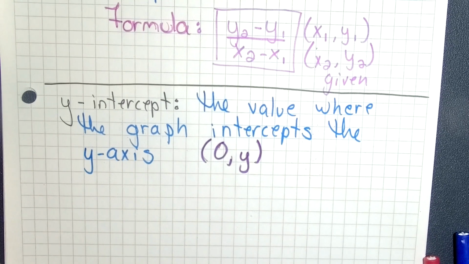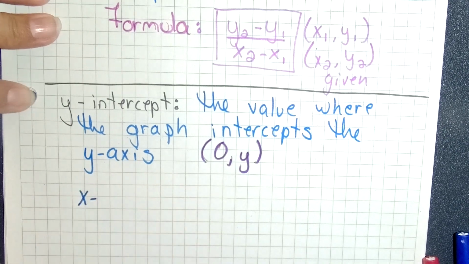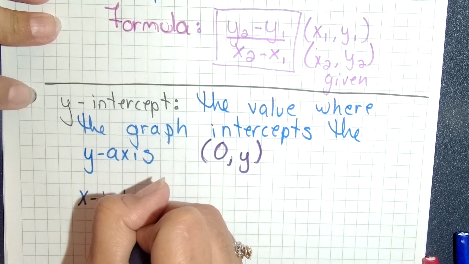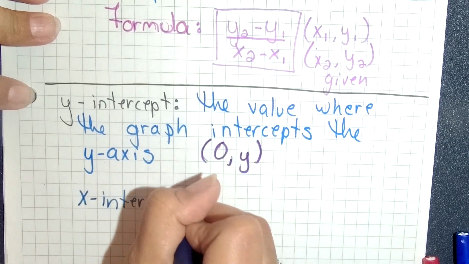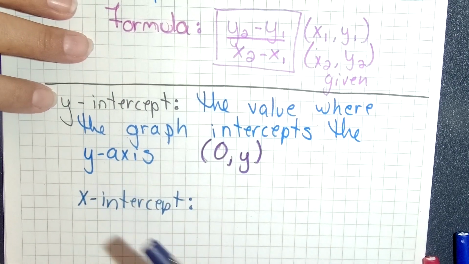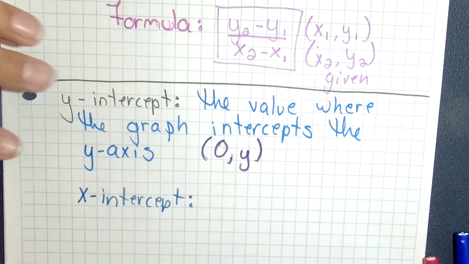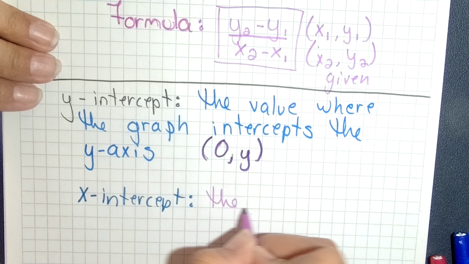Vanessa? So if the y-intercept crosses, or intercepts, the y-axis, what would the x-intercept cross? If the y intercepts the y, the x intercepts the x. Very good. The value.